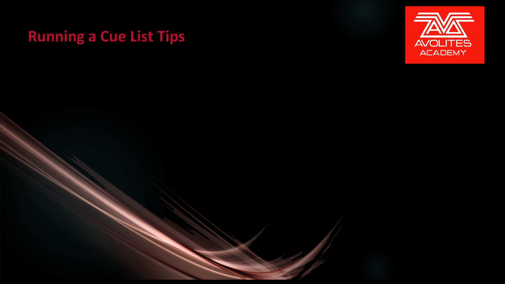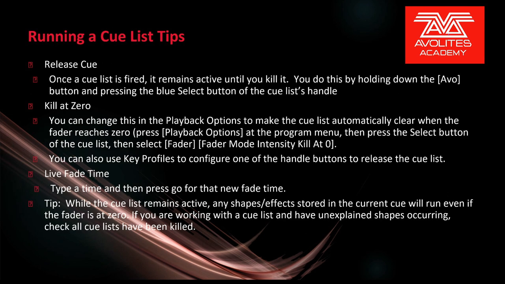Some tips for running cue lists. Once a cue list is fired, it remains active until you kill it. You can just hold down the Avo button and then press the blue select button of the cue list handle. Or you press release and then hit that cue list. Or you can double tap release, which releases all live running playbacks. Handy, but very dangerous because it releases all running playbacks. So if you're double tapping release, be careful with it.